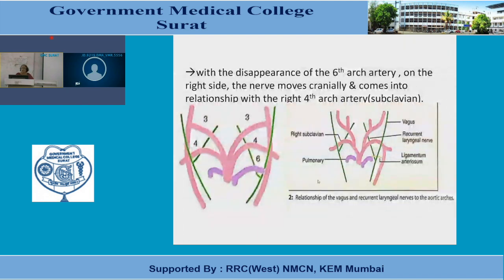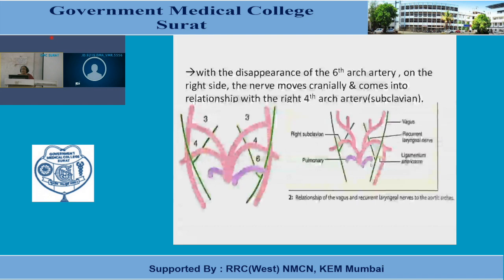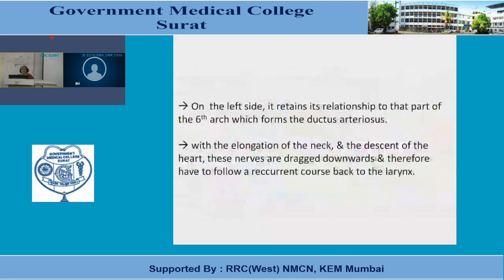The recurrent laryngeal nerve is also a branch of the vagus nerve. You can see this is the vagus, in relation to the internal and external carotid artery, and this is the common carotid artery. Now on the left side, right? Here, it retains its relationship to the sixth arch artery. Here you can see the ligamentum arteriosum, the sixth arch artery which forms the ductus arteriosus.